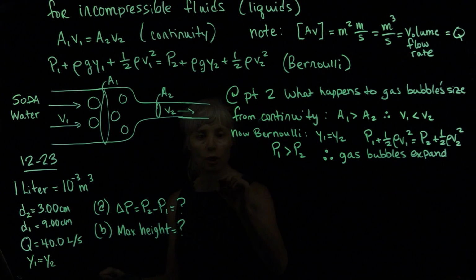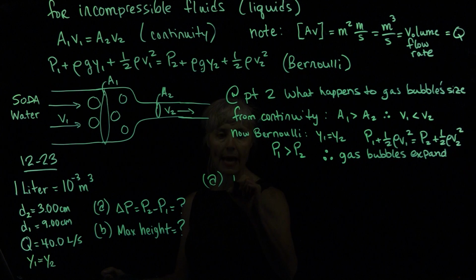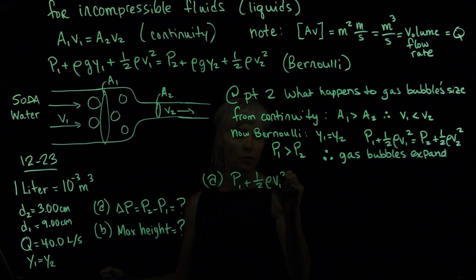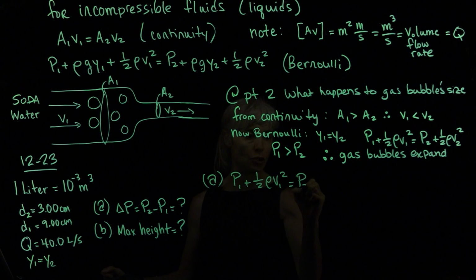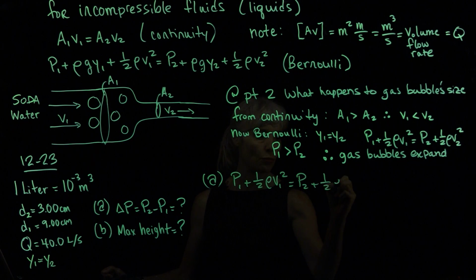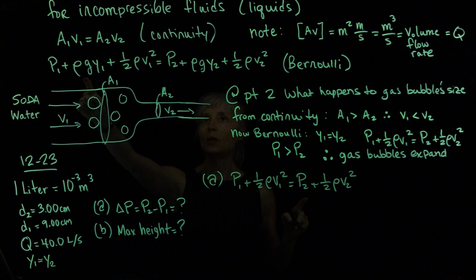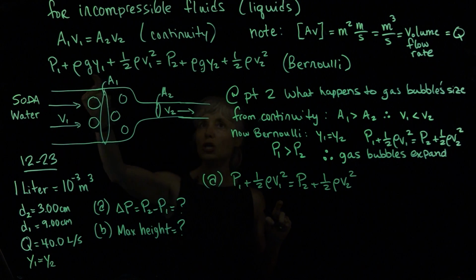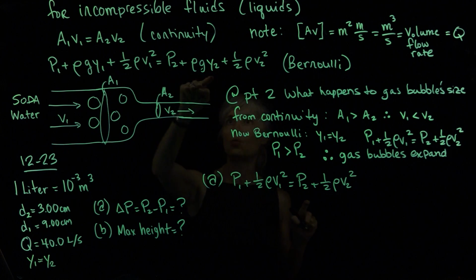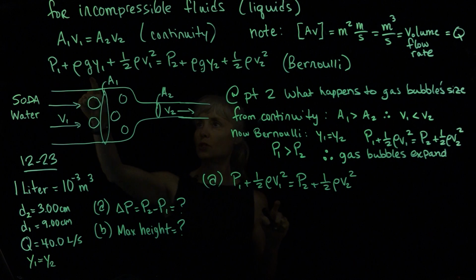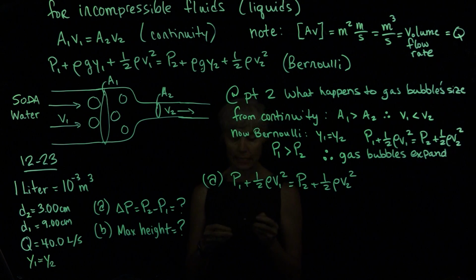So let's go ahead and look at part A using Bernoulli's equation. So we're going to be looking at P1 plus 1/2 rho v1 squared is equal to P2 plus 1/2 rho v2 squared. And you say, what happened to the other term? Well, I canceled these rho g y1 and rho g y2 terms because, again, y1 is equal to y2, and so those two terms disappear.